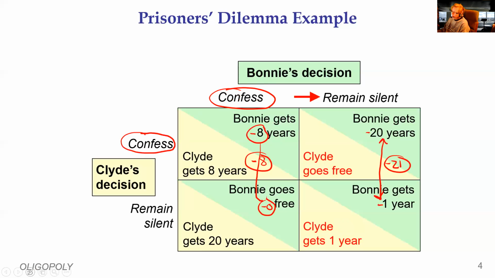Because we have these as confess, confess, and they're both in the same cell, this will not only be our dominant strategy, but it will also be our Nash equilibrium.